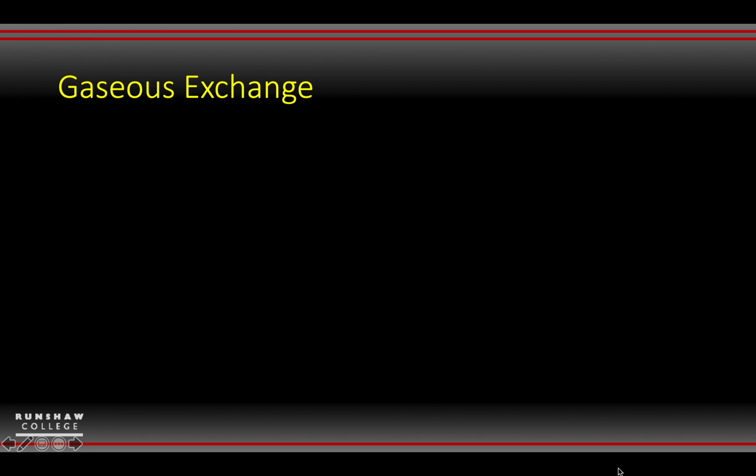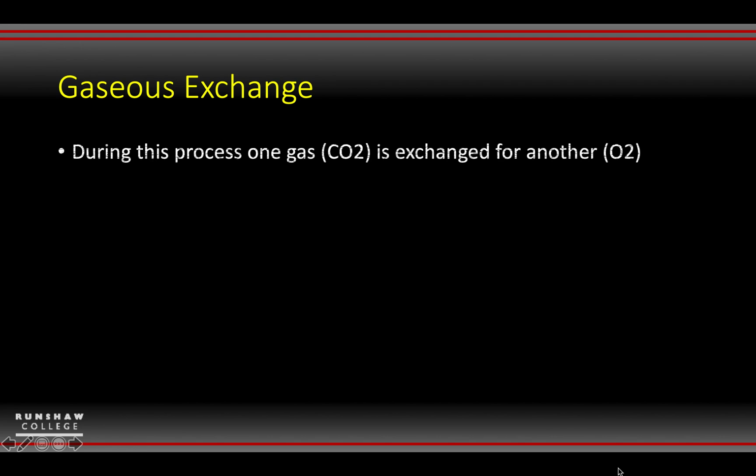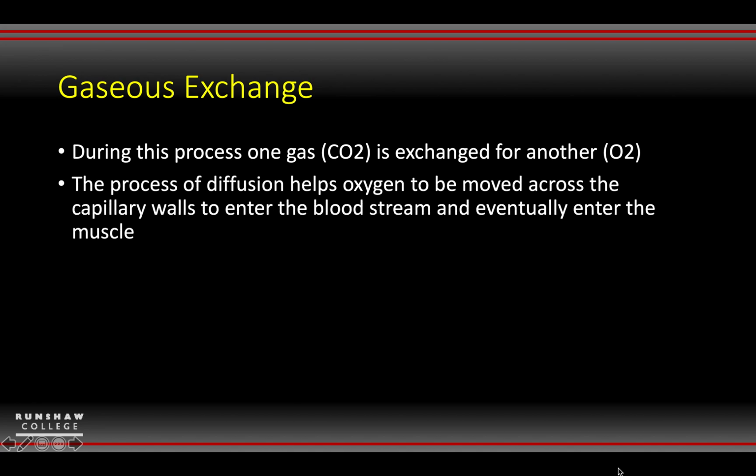So looking at gaseous exchange in the lungs, this is where we're concentrating on the two gases, CO2 and oxygen, and how we can get more of that or remove it. So the process involves diffusion, and this is where we have areas in the body that allow a gas to move across a capillary wall.